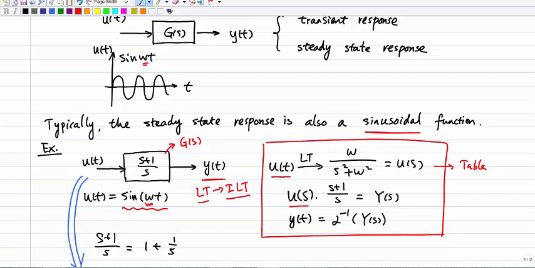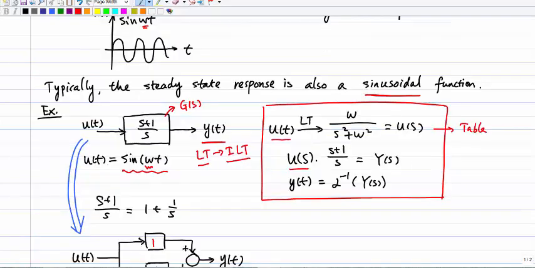Well, actually, we don't have to compute this one in this way. There's a simpler way you can compute this, which I'm going to talk about. Of course, you can use this one to compute what y(t) is.